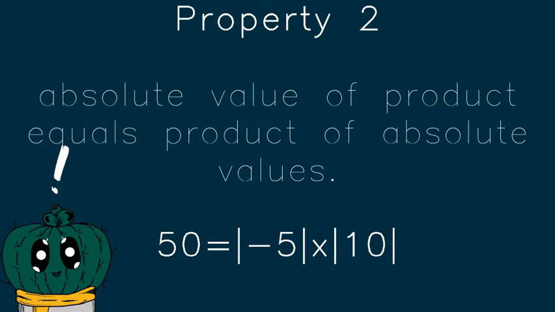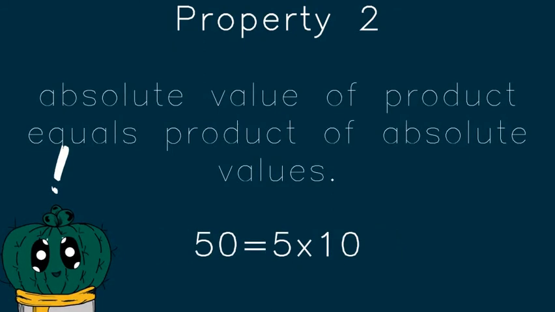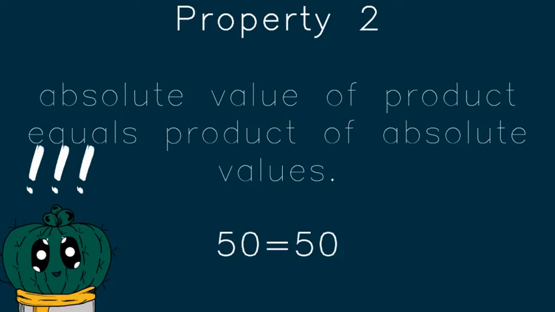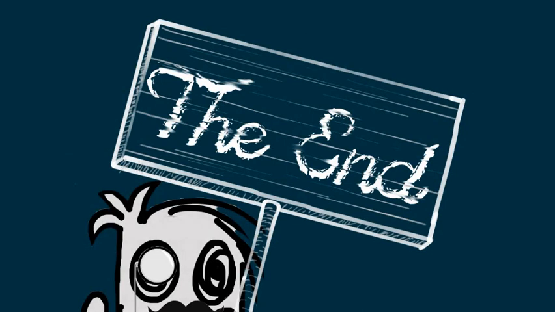If you have negative 5, the absolute value of negative 5 is going to be equal to 5, and the absolute value of 10 is just going to be equal to 10. So when you multiply 5 by 10, you get 50. So this is how you can prove that the second property is true, and then you can actually use it. You can use it on whatever you want, because now we have just proved it.